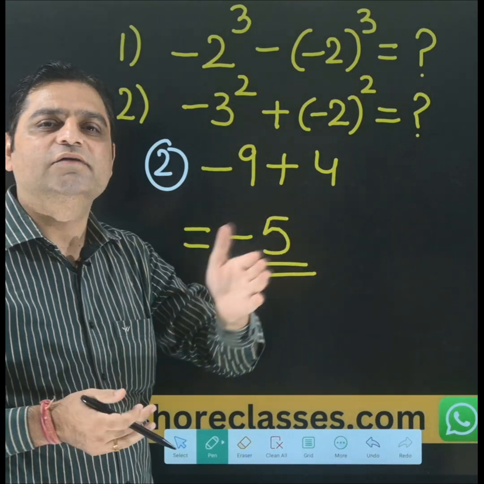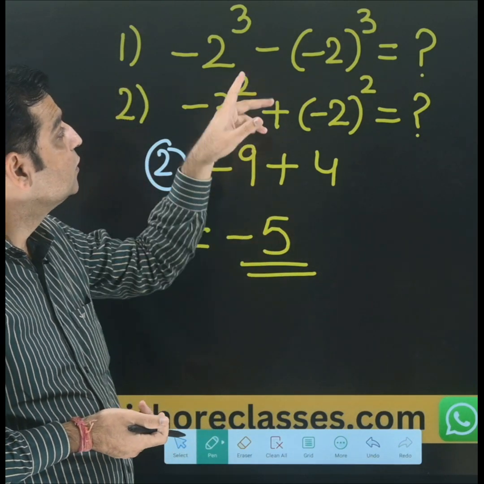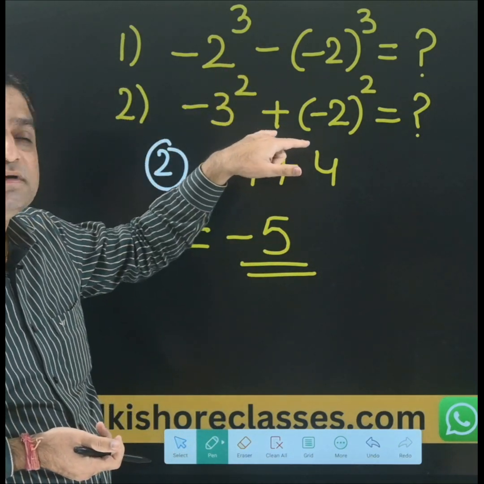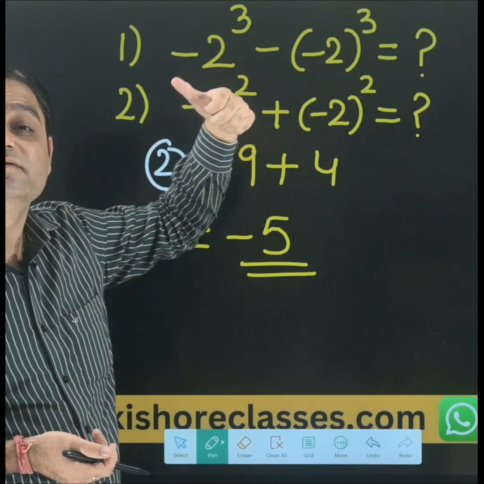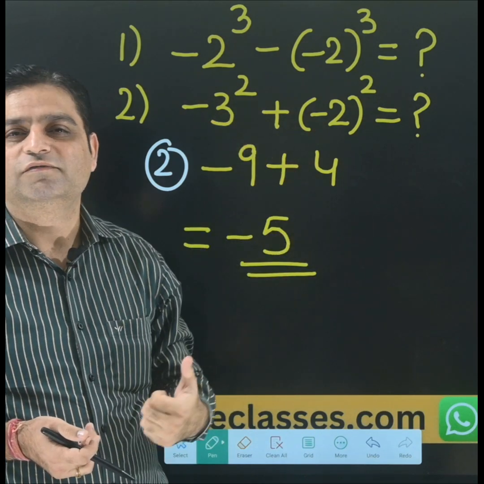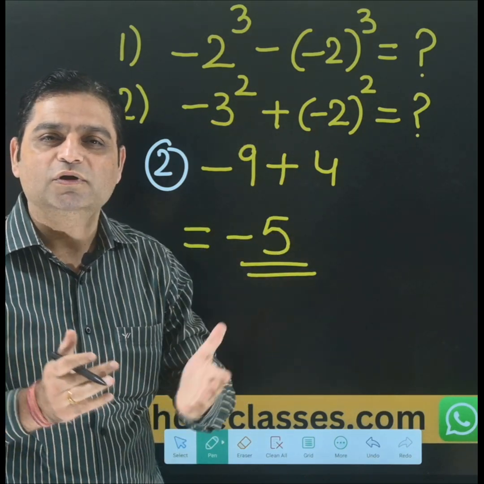This rule is already covered in separate videos, but I hope you understood the main concept we wanted to cover: whether the exponent is considered with a negative sign or not all depends on whether a bracket is there or not. I hope you are clear with the concept.